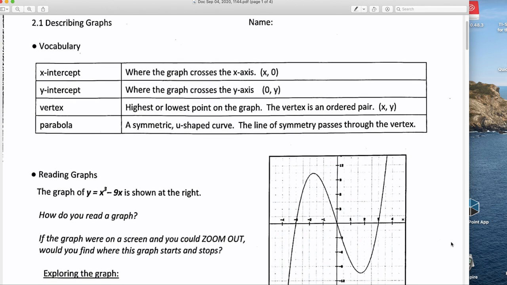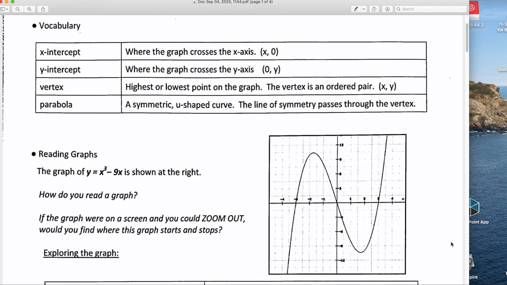This is describing graphs, lesson 2.1. We have some vocabulary. Some of it is review. Hopefully you know what an x-intercept is. It's where the graph crosses the x-axis. You should always write x-intercepts as ordered pairs. They start with an x value and they end with 0 because that's what the value of y is on the x-axis.